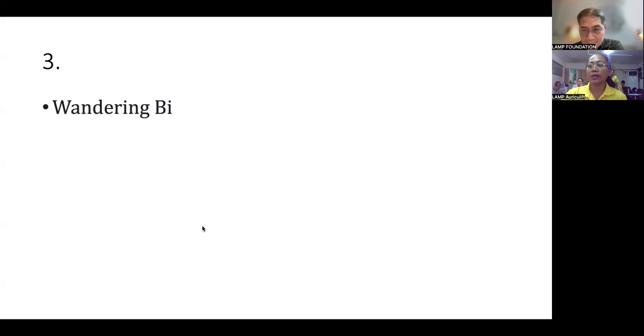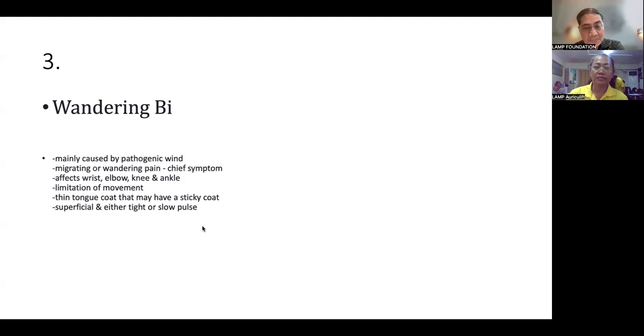Wandering P is the wind P. The wind predominates. It's a wandering pain that moves around the body. So it's migratory, yes, wandering, moving around the body. It's migratory.